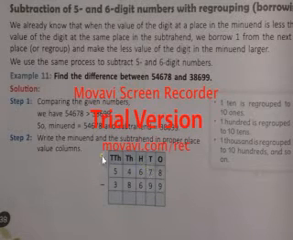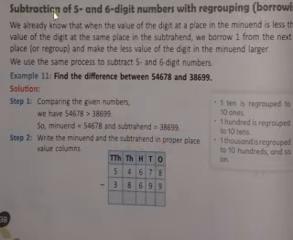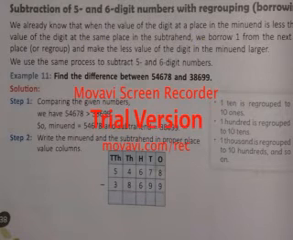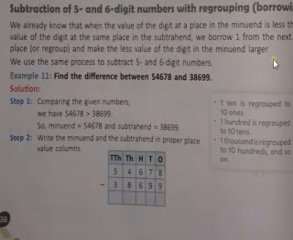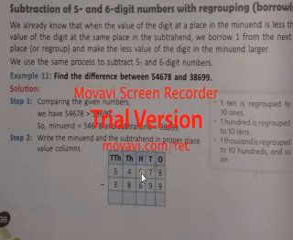Okay. Let's see subtraction of 5-digit and 6-digit numbers with regrouping, borrowing. We already know that when the value of the digit at a place in the minuend is less than the value of the digit at the same place in the subtrahend, we borrow one from the next higher place, or regroup, and make the smaller value of the digit in the minuend larger. Same thing I am saying. When this is small, then what do we do? We take a carry from tens. Then it will not become 9, it will become 18 now. When one is taken as carry from here, it becomes 18, not 9.